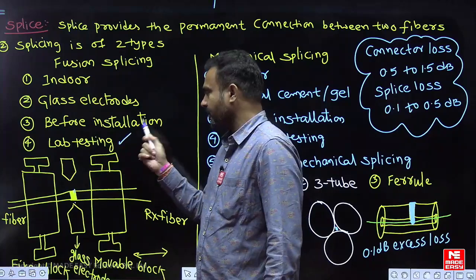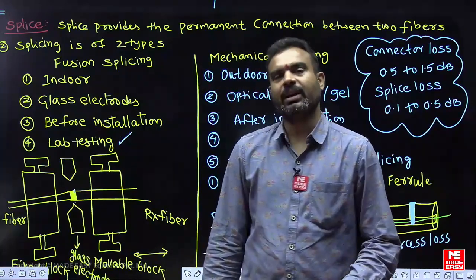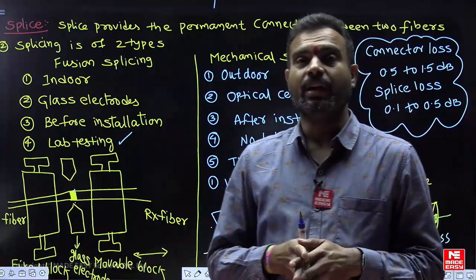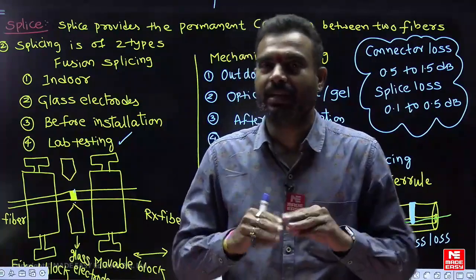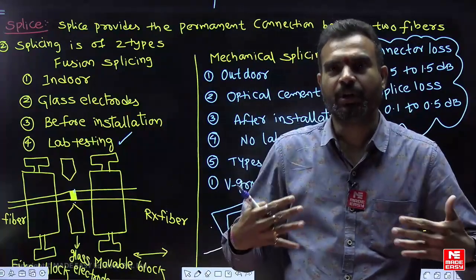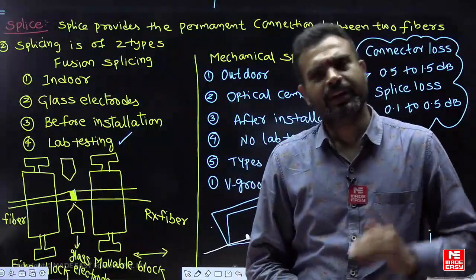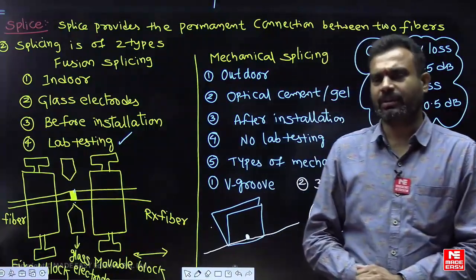That is why you do lab testing. By doing lab testing, we understand. If you have a high measured loss, you know clearly that the loss is very high, so the splicing is not good; remove it, be careful and cautious once again, and then do the splicing. The technician is trained for that.